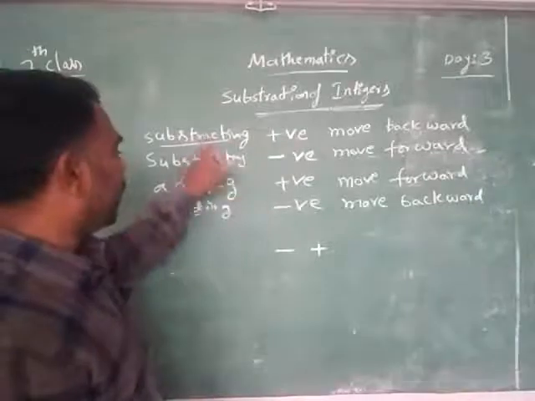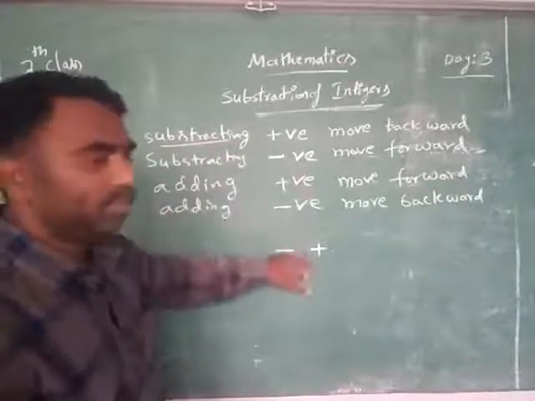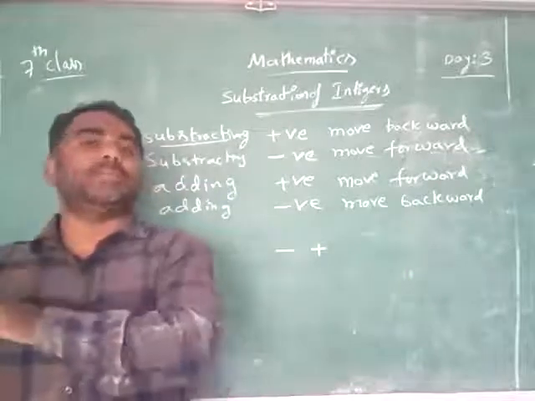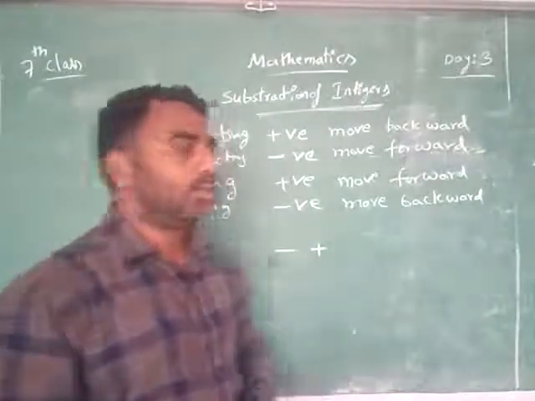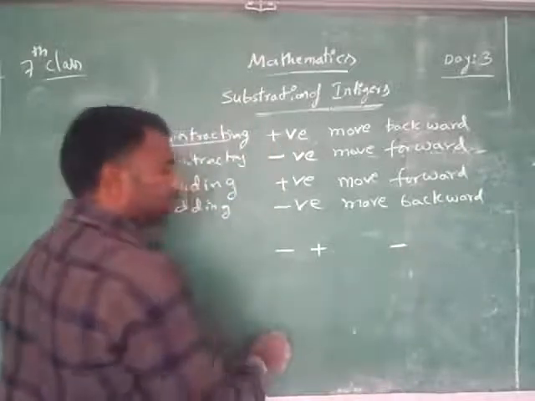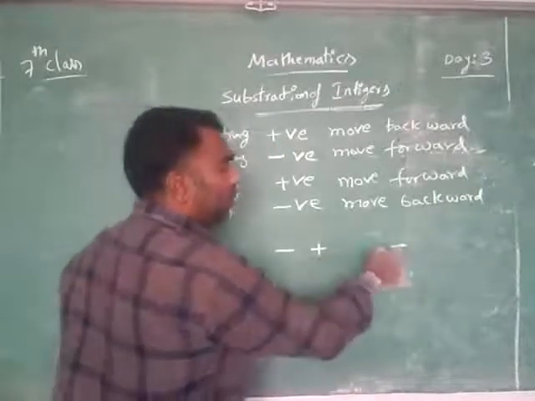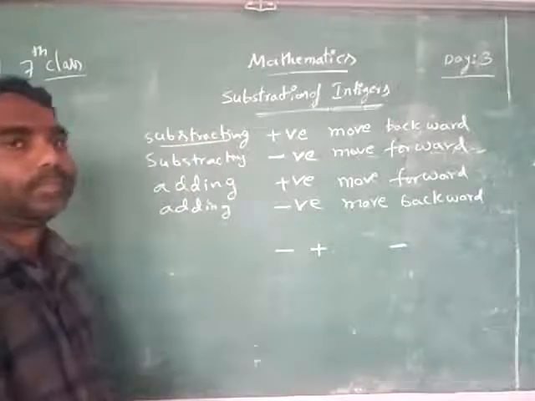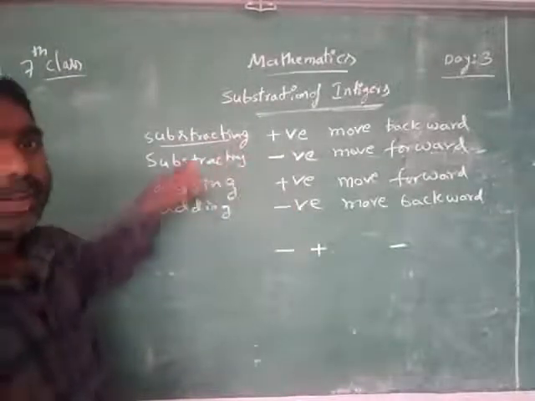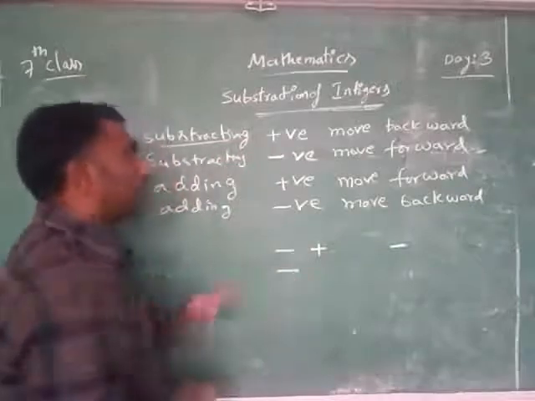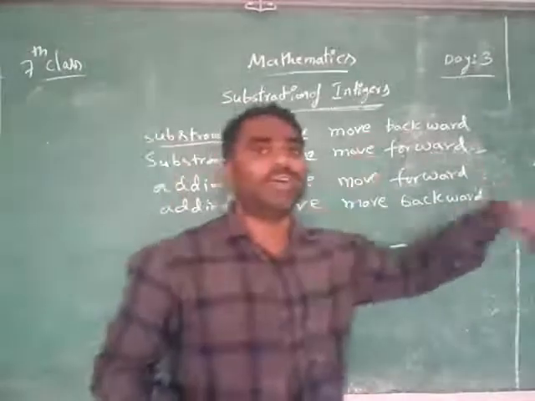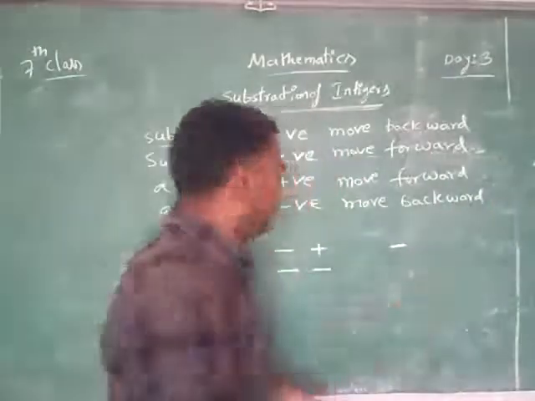Subtracting positive. Subtracting means minus, positive means plus. We are moving backward. Backward means minus, forward means plus. Moving backward, so the answer will be minus. Instead of two symbols, we are getting a single symbol. Next, subtracting negative. Subtracting minus, negative minus. Move forward. Forward means plus.